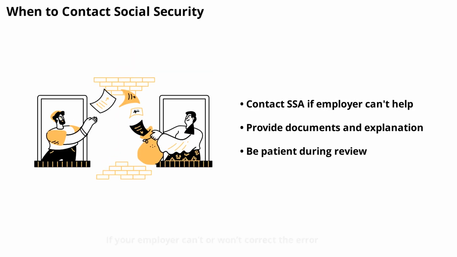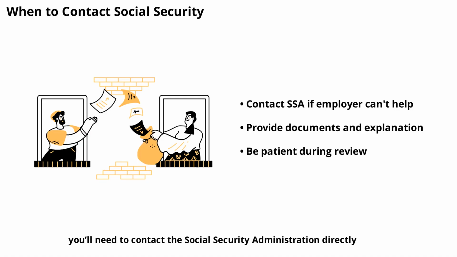If your employer can't or won't correct the error, or if you're self-employed, you'll need to contact the Social Security Administration directly. Be prepared to provide copies of your supporting documents and a detailed explanation of the error. The SSA will review your case and may contact your employer for additional information. It's important to be patient as this process can take some time.